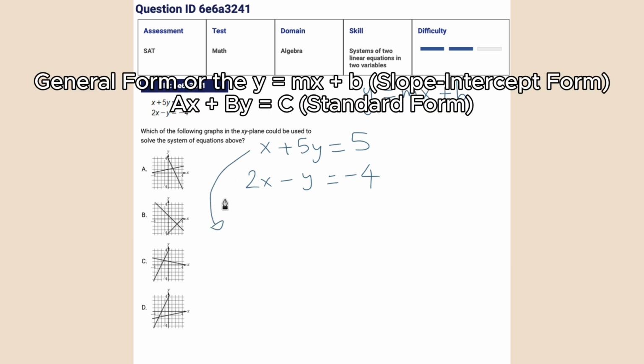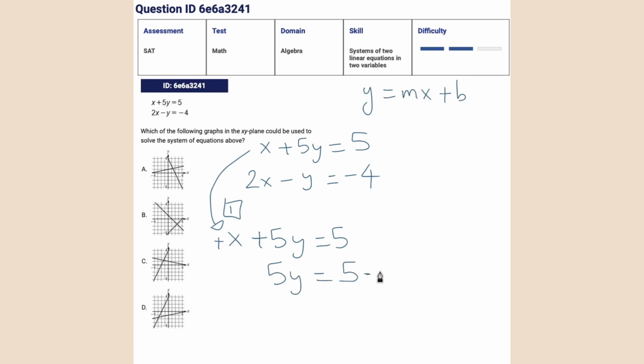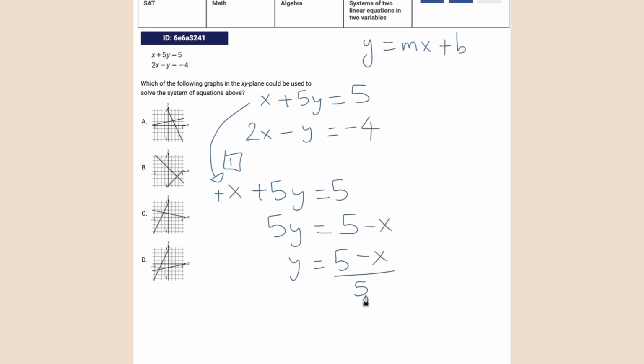The first way is, okay, let me rewrite it, to send all the other values except y to the other side. So let me just show you. 5y equals 5. This is plus, so here it will be minus x. 5 minus x. Y equals, it's multiplying here, so here it will divide. You can simplify this further.